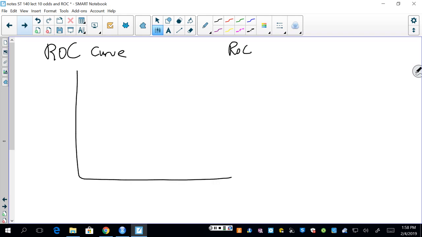The curve plots two things. We have sensitivity on this axis, and you go between 0 and 1. And on this one, it puts 1 minus the specificity. Two points that are possible are 0, 0, and 1, 1.